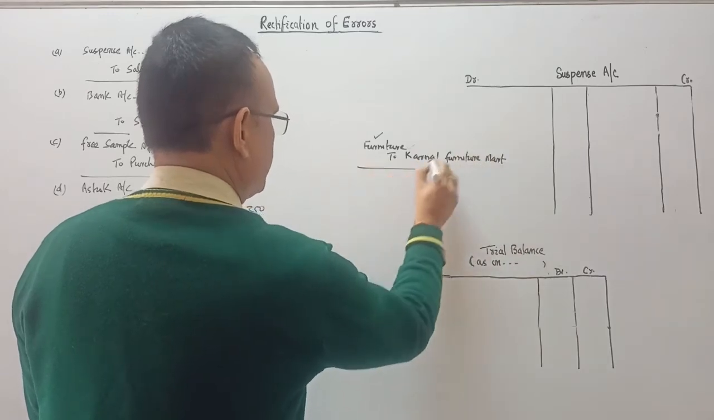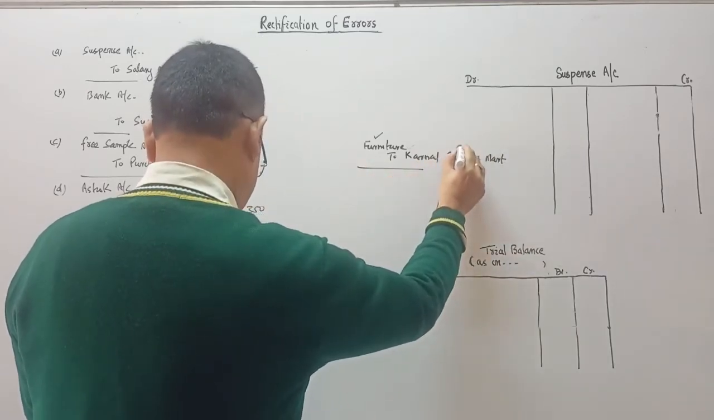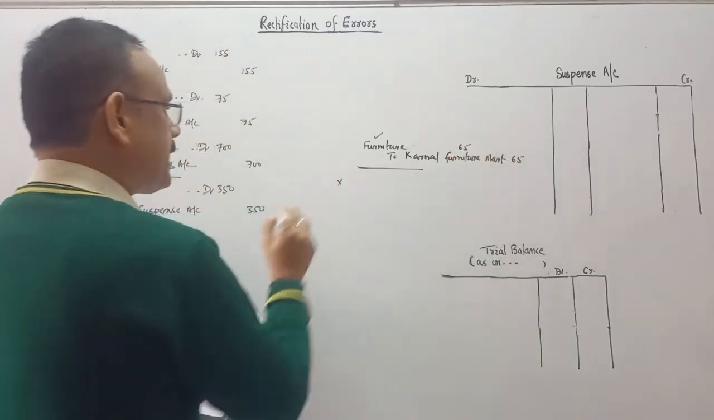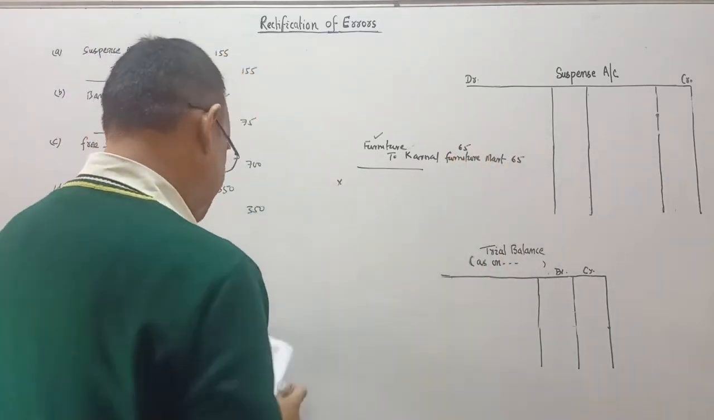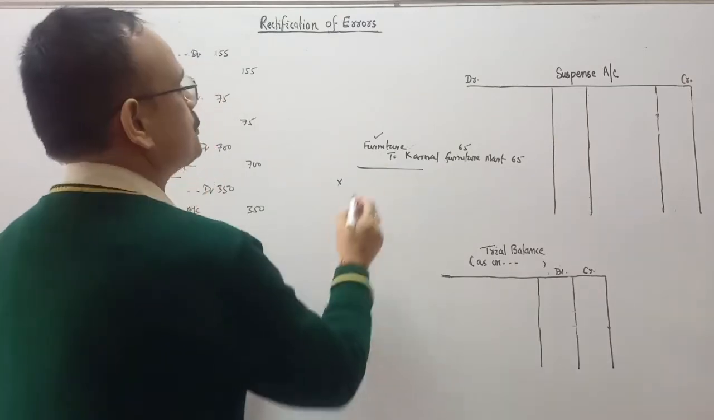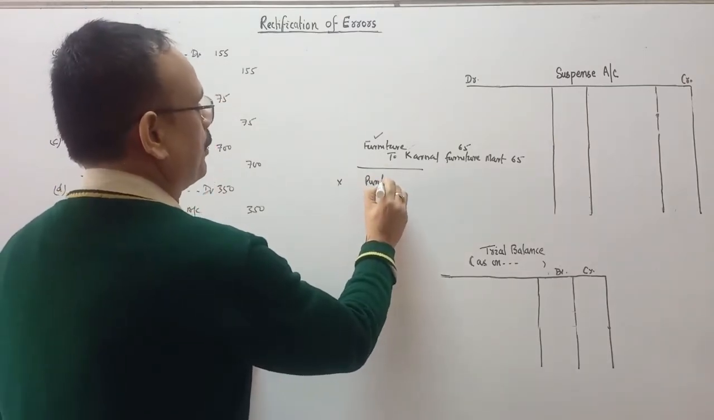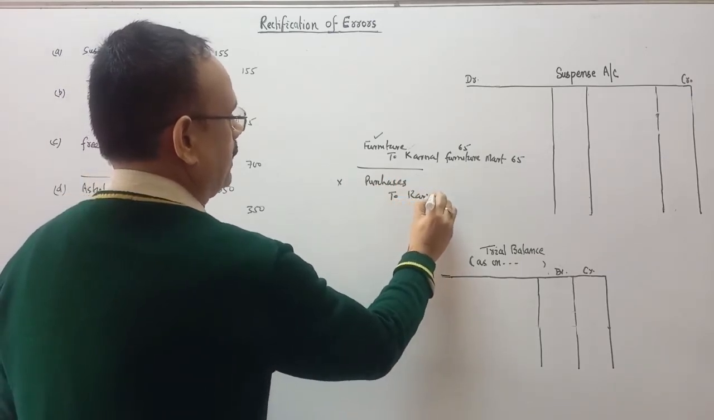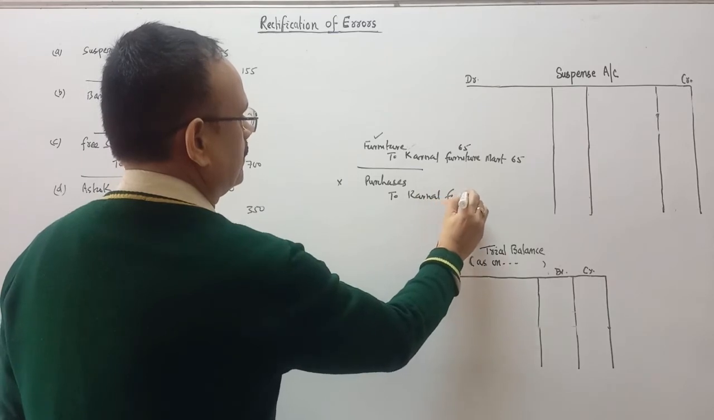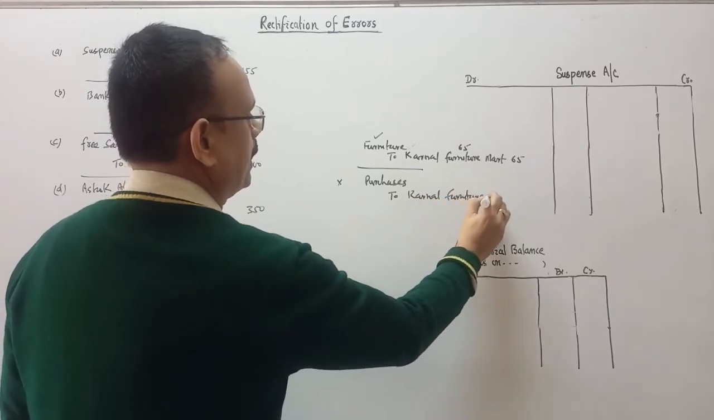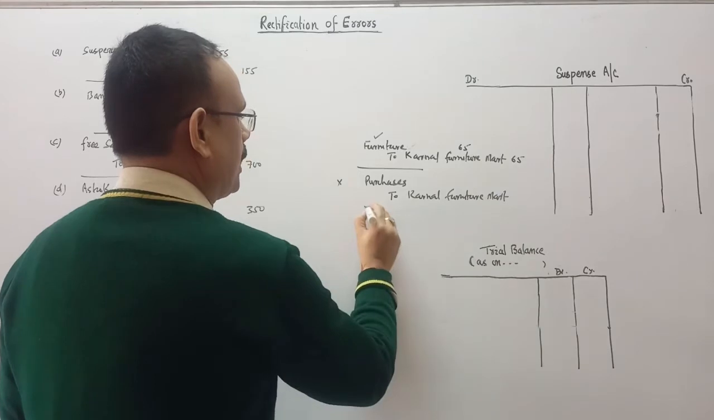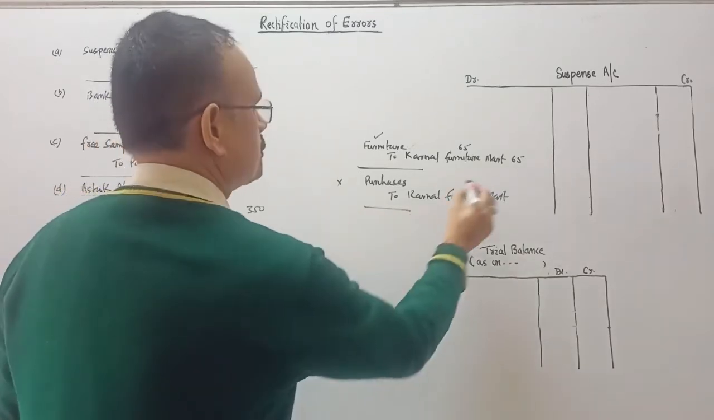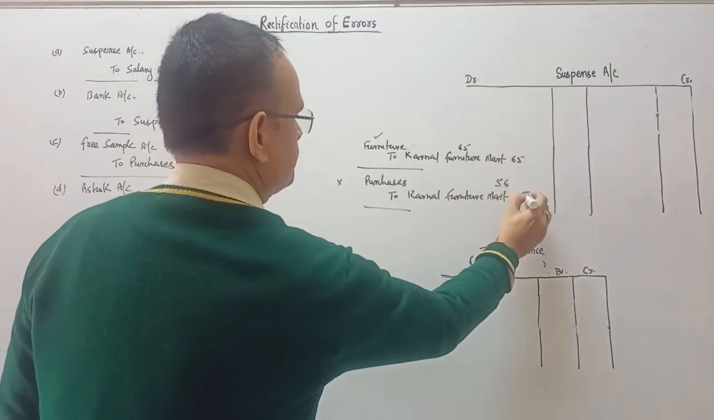This entry we have to pass for 65. But what has our accountant done? They have entered this in the purchase book. It means they have recorded it like this: purchase account debit to Karnal Furniture Mart, and the amount they have recorded in the purchase book is 56 rupees.